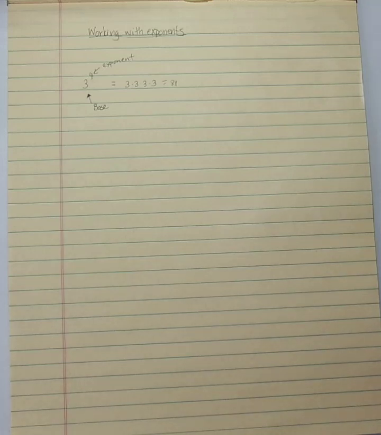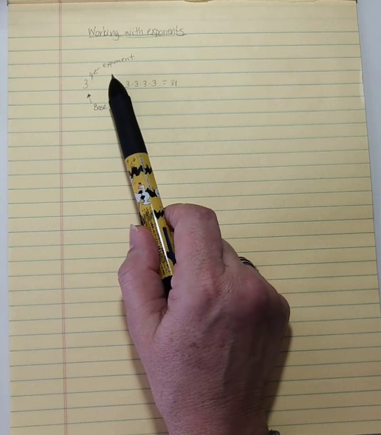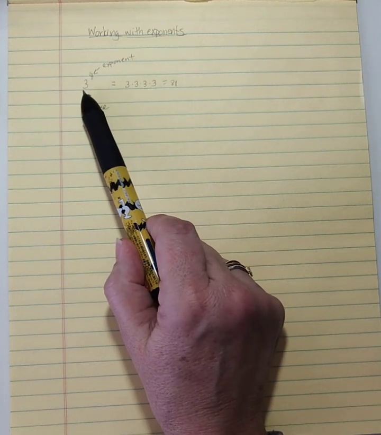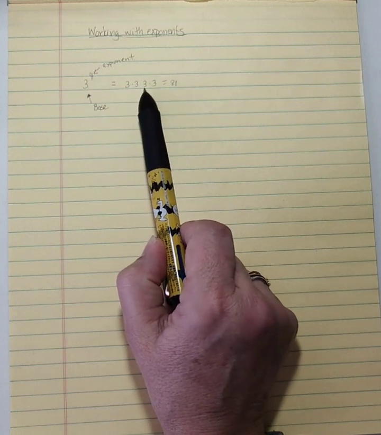So in this video, we're working with exponents. And we're going to start out with the example that you're looking at. We have a base, which is 3, and an exponent, which is 4. This tells us to multiply the base 3 to itself 4 times: 3 times 3 times 3 times 3.